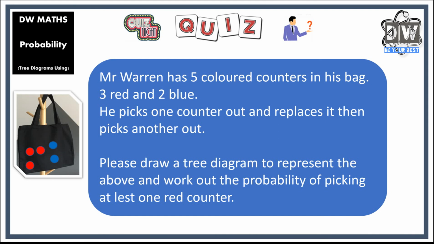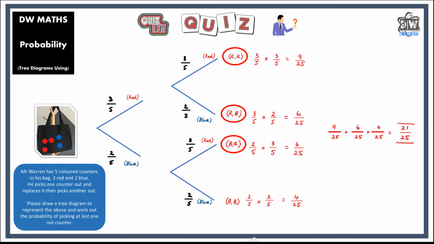Okie dokie, here we go. So this is everything that you needed to do. Remember, where I got at least one red counter was here, here, and here, but not here. So I added them all together and I got 21 out of 25. That is our answer. Hopefully you've done really well. Pause this video here and really go through what you've done and what I've done, especially if it's a little bit different, and especially if you've made a slight error. Slight errors are okay as long as we learn from them.